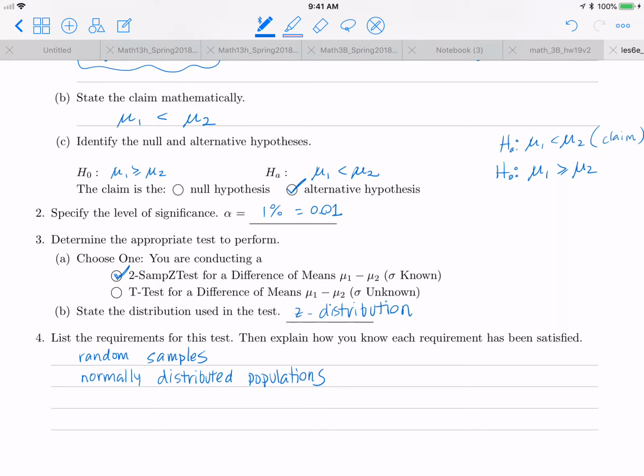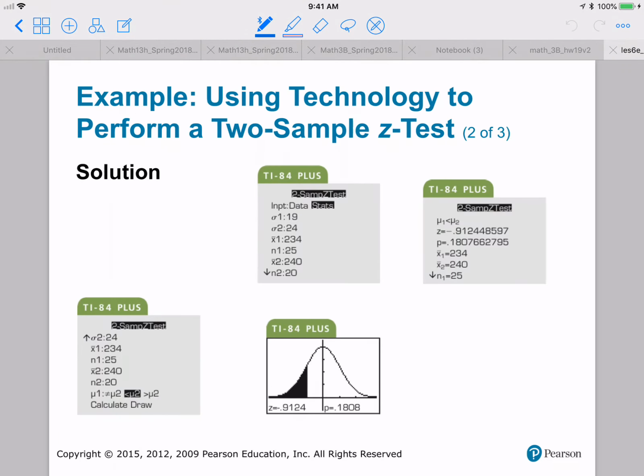Or sample sizes greater than or equal to 30. We need to have independent samples. And what else do we need? We need to have sigma 1 and sigma 2 known. Is that everything? Let's just verify that that's everything.